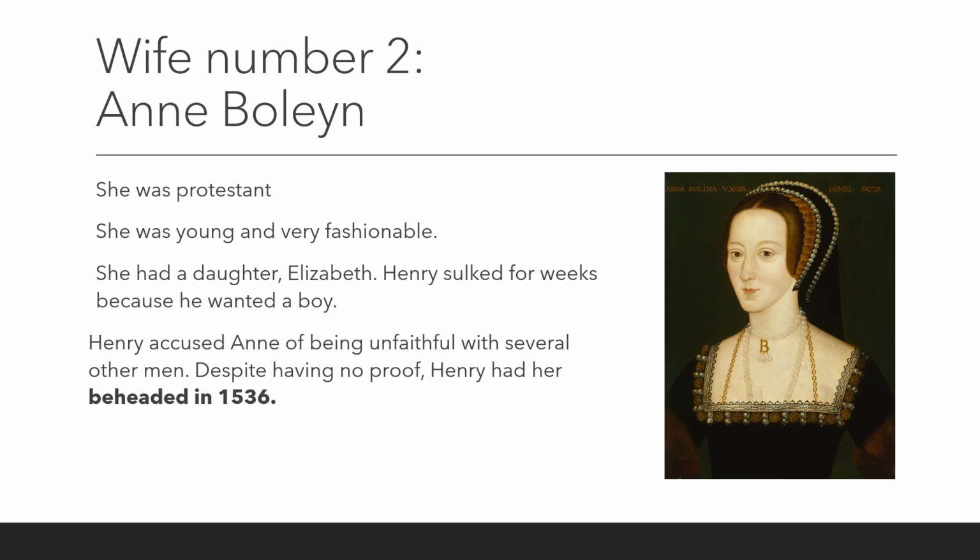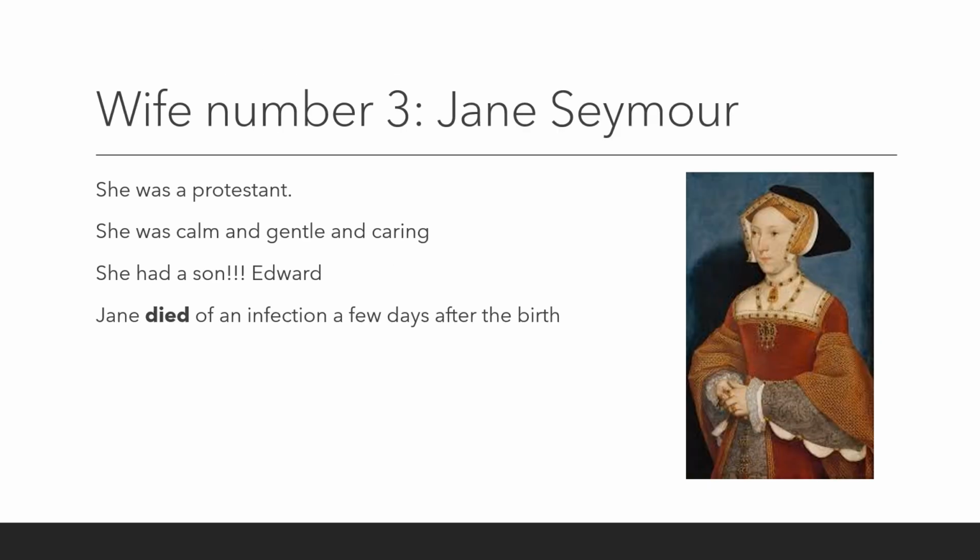He wanted a male. Why did he want a male? Because he wanted to have a strong heir to the throne. His father had worked really hard to make sure that the Tudors could become the next kings and queens of Britain, and so Henry wanted to make sure that he had a strong heir, a strong boy, so that he could take over and there'd be no more fighting for the throne like there was in the Wars of the Roses. He also accused Anne of being unfaithful with several of the men. Didn't have any proof, but you know, what he said went, so he beheaded her in 1536.